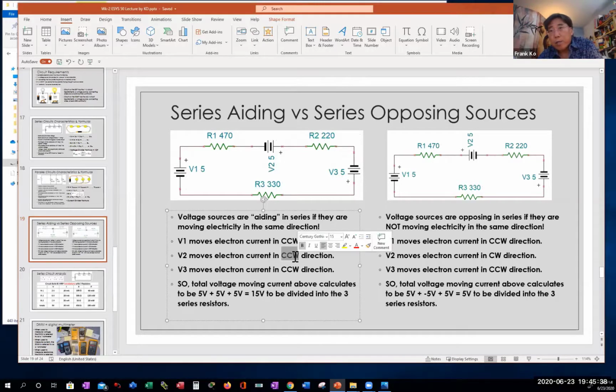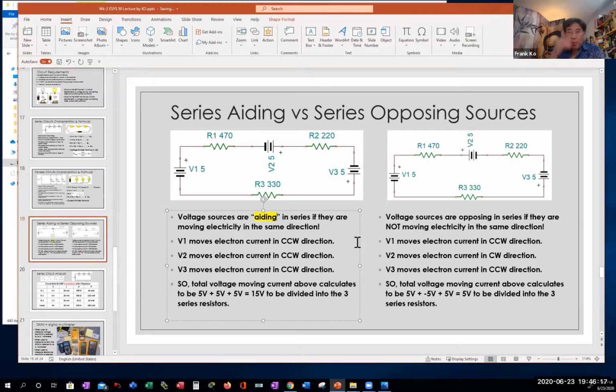counterclockwise. Take a look at V3. V3, negative plate, far right-hand side, wants to flow electrons up and then to the right. So it wants to flow electrons in which direction? Counterclockwise also. Whoa. Are all 3 of these sources moving electricity in the same direction in this schematic? The answer is yes. And if they are moving electricity in the same direction, what is the relationship that is specified? They are said to be, I highlighted in yellow, what? Aiding. So these are series aiding.